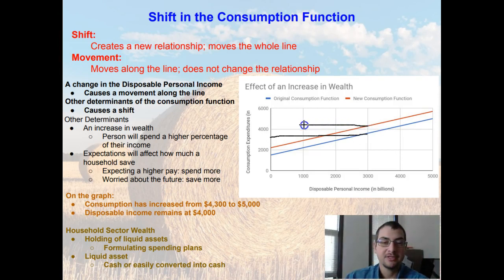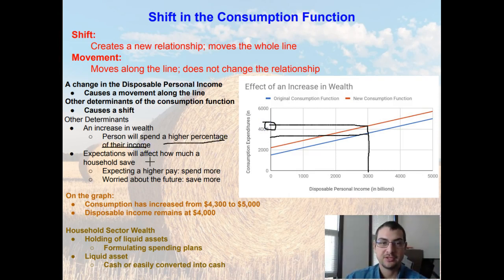Now all of a sudden, because you have an increase in wealth and you're not as worried about saving as much money, or you feel that you can afford to spend more money, even though you're still only making this $3,000, you're now spending a higher amount. So this increase in wealth might encourage a person to spend a higher percentage of their income.